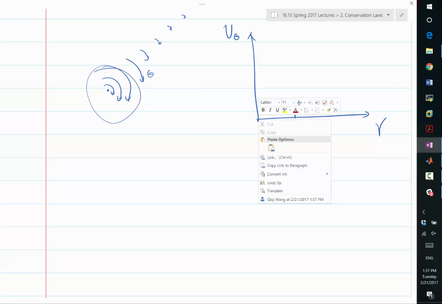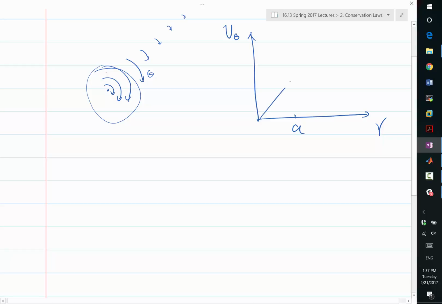The Rankine vortex is such that inside the core, if you draw the velocity v theta, let's say this is the theta direction, as a function of the radius, and let's say a is the radius of the vortex core. In order for the vortex core to be a solid body rotation, the velocity has to increase in what way? It has to increase linearly, right?